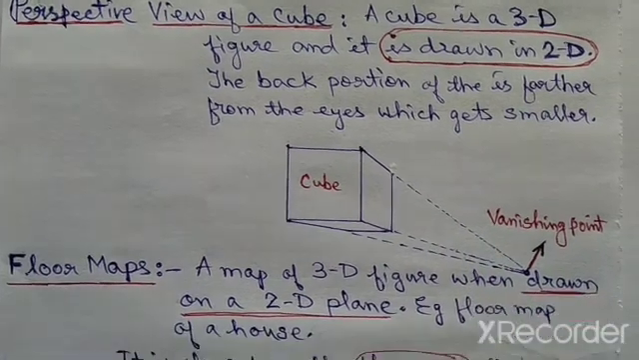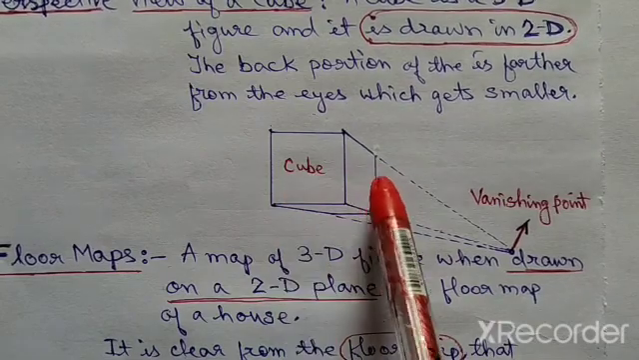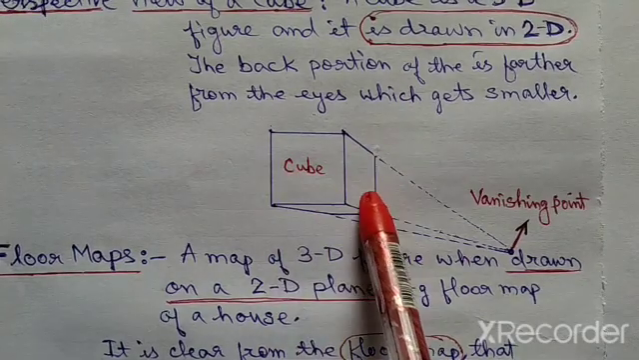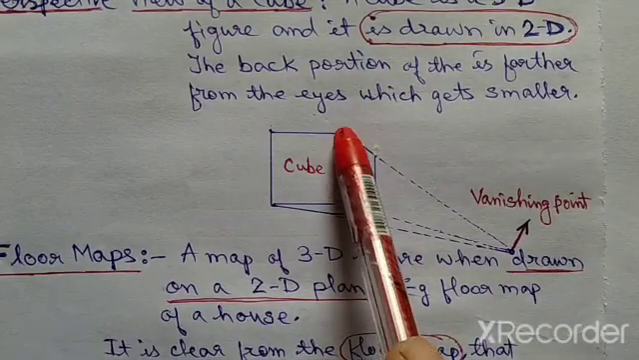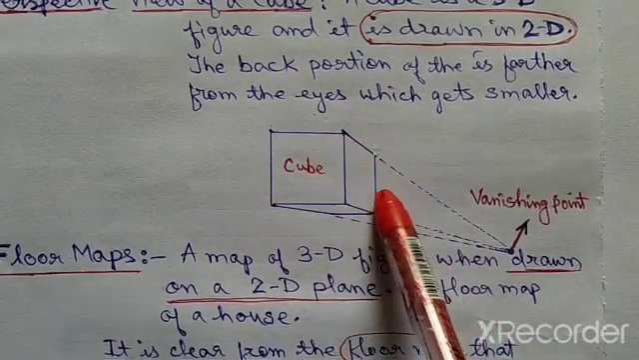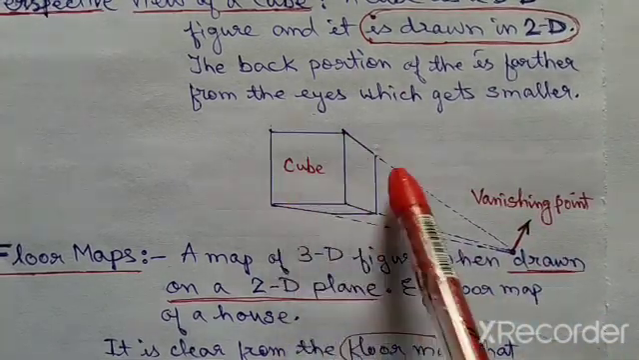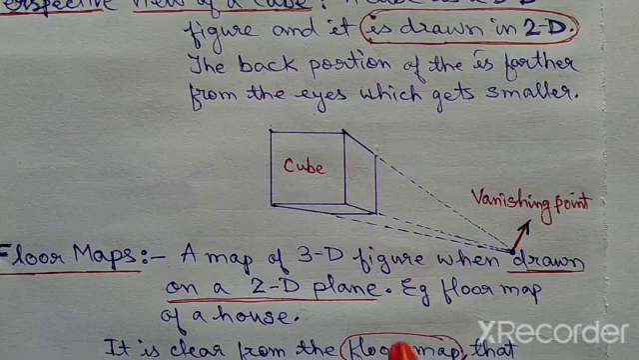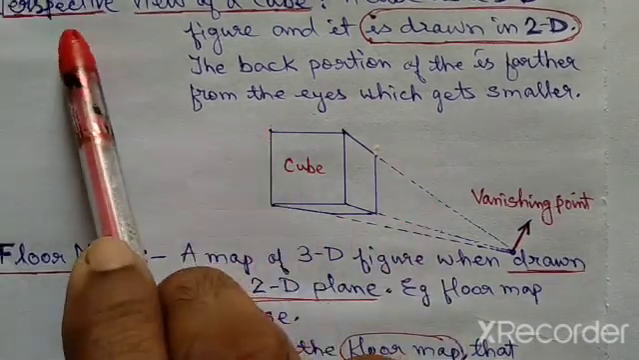Like in the diagram, children, just see, this is the shape of the cube, okay, and this is the back portion of the cube. Now this back portion of the cube is farther from the eyes, so it is smaller. If you look at the length of this back portion as compared to the front, children, the length is a little bit smaller, because it lies farther from the eyes. So children, the back portion of the cube gets smaller and smaller. Okay, children. So if we want to find the vanishing point for this particular cube, because this is a perspective view of a cube, try to understand the meaning of perspective.